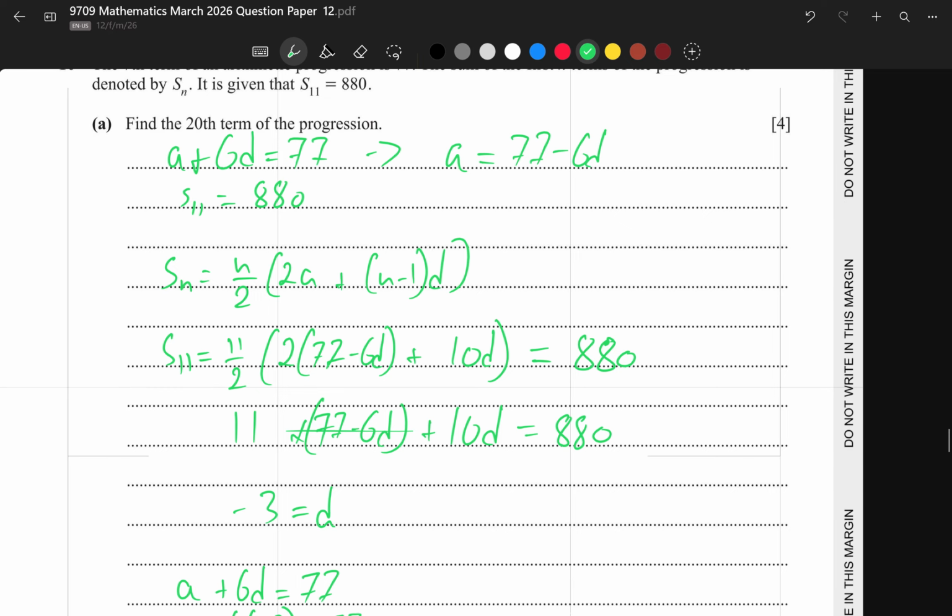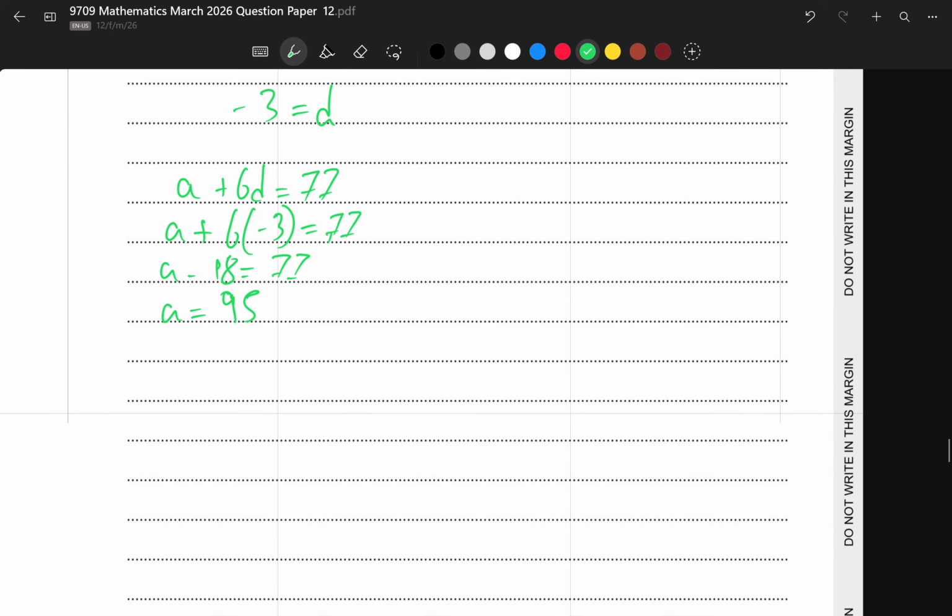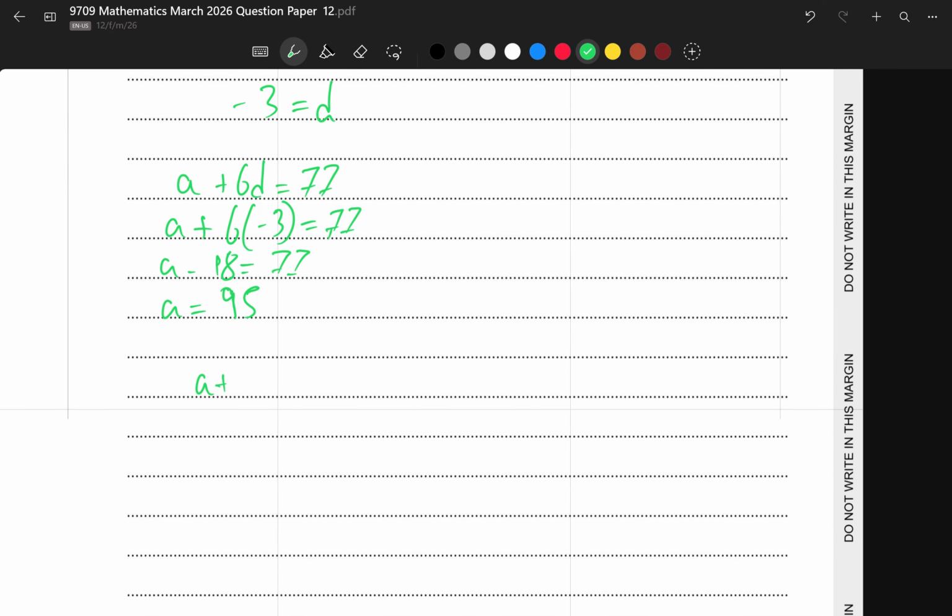So we have to find the 20th term. So the formula is a plus 19d. So a is 95 plus 19 into negative 3. So the final answer is 38.